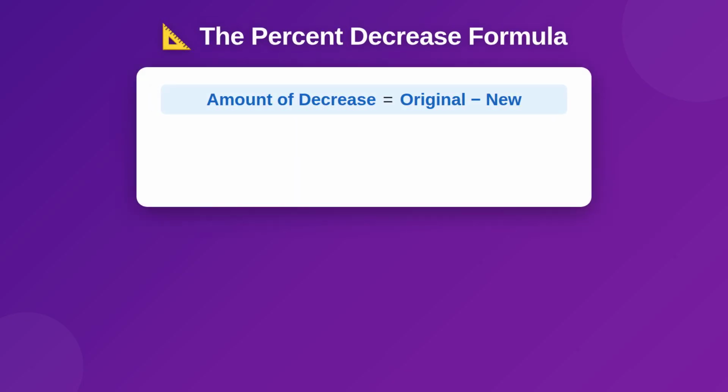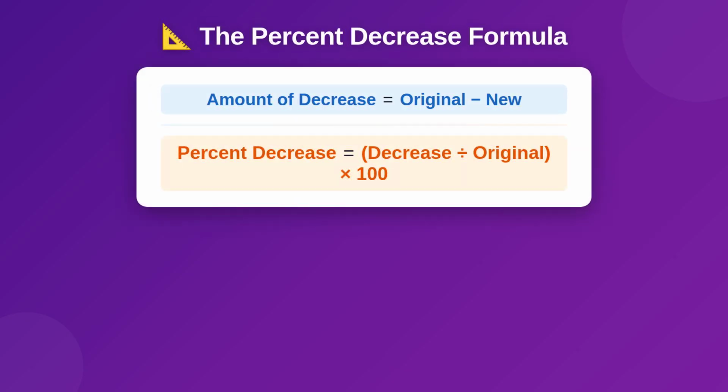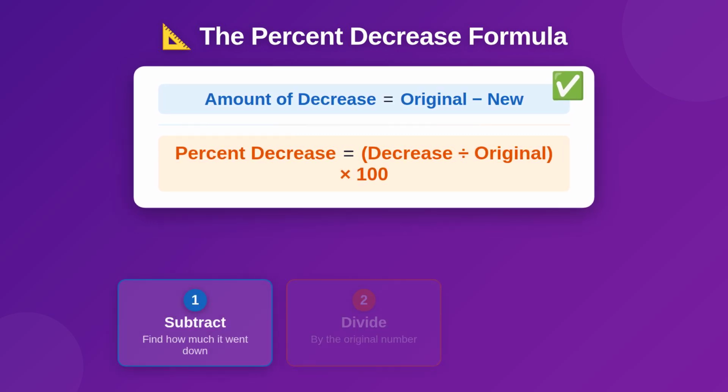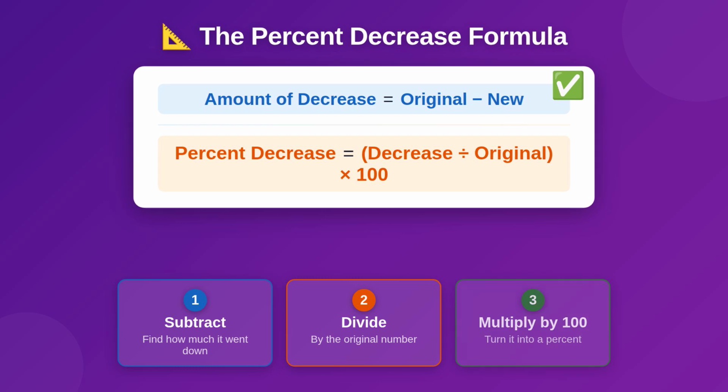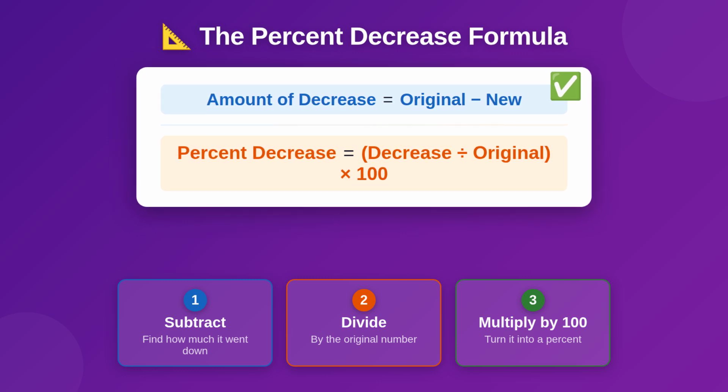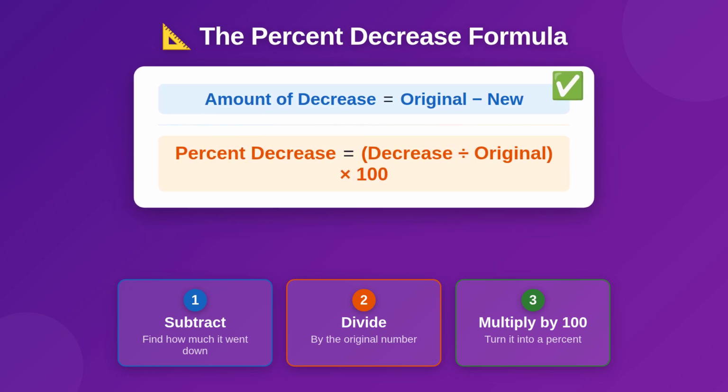Here's the magic formula, and once you know it, you'll use it forever. Percent decrease equals the amount of decrease divided by the original value, times 100. That's it. 3 steps. First, subtract to find how much it went down. Second, divide that drop by the original number. Third, multiply by 100 to turn it into a percent. Here, let's see it written out nice and clear, so you can write it in your notes right now.